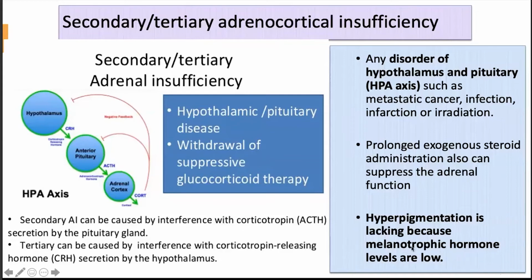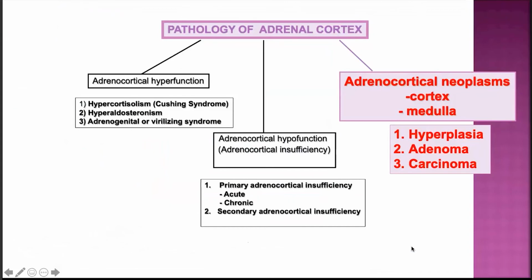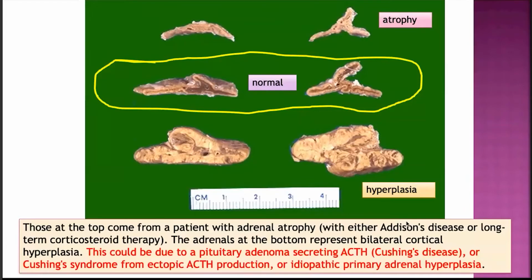Okay, now we go to the adrenocortical neoplasm. Neoplasm, whether of the cortex or the medulla. And we should cover hyperplasia, adenoma, and carcinoma. Although you have hyperplasia, carcinoma, adenoma here, we usually test you on the most common one, which is adenoma. But at least you need to differentiate when we call it adenoma and when we call it hyperplasia.